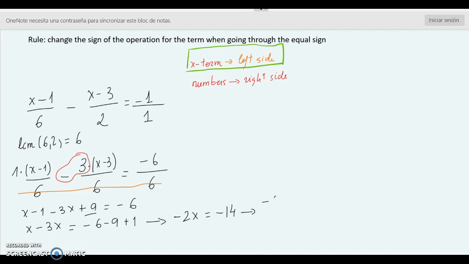Finally, I can divide. To make the minus 2 disappear, I can divide by the same number, minus 2, and minus 14 divided by minus 2. So I cancel the minus 2, and on the right side I have to divide. Minus 14 divided by minus 2 is 7. This is the solution of the equation.